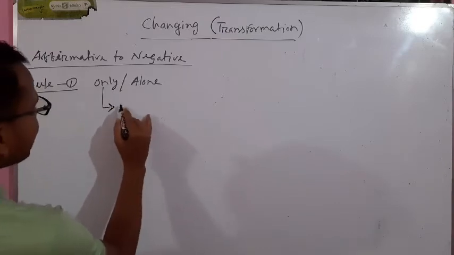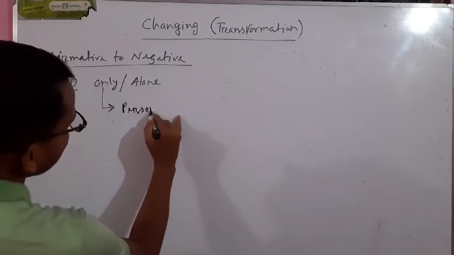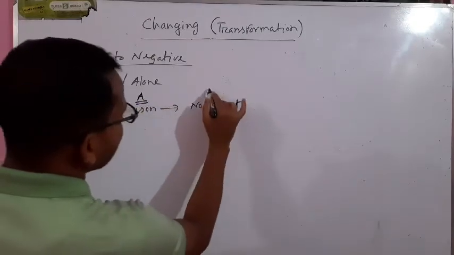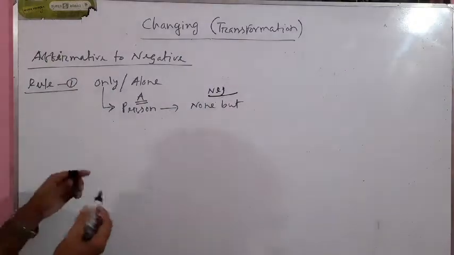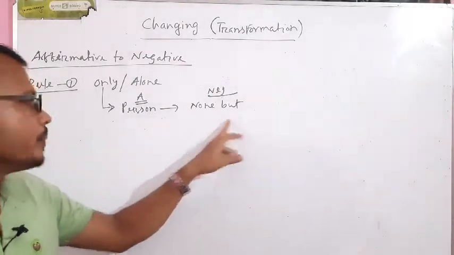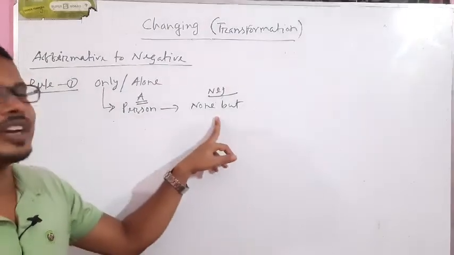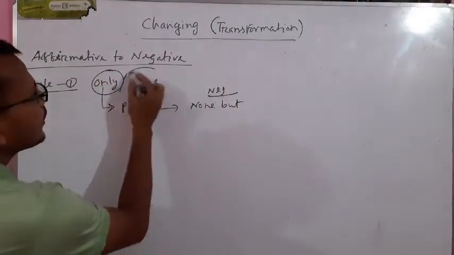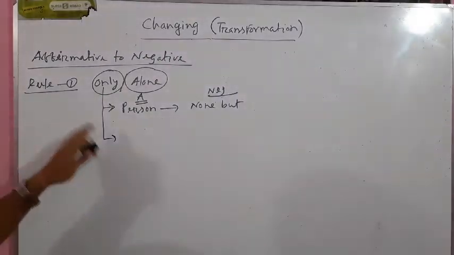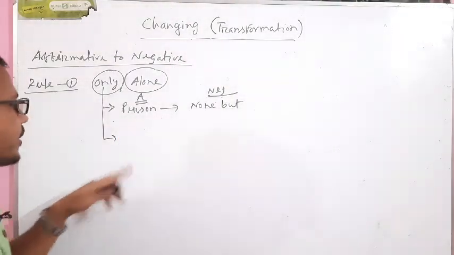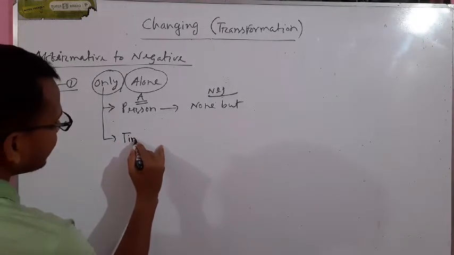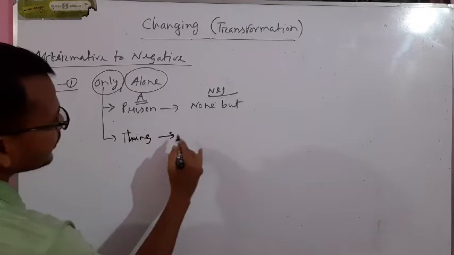If only indicates a person, then you have to write none but. Affirmative, negative. If in an affirmative sentence only or alone indicates a person, then to change it into negative, you have to write none but instead of only or alone. At the same time, we have rule number 1, so it should be called rule 1 by 1 or 1 by 2. Person, none but. But if it indicates a thing, something, that means nothing but.